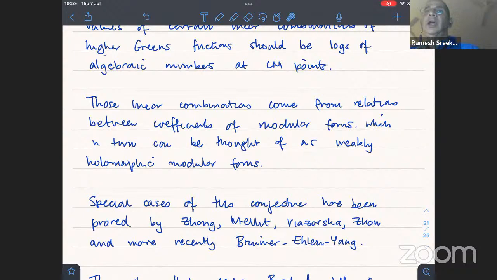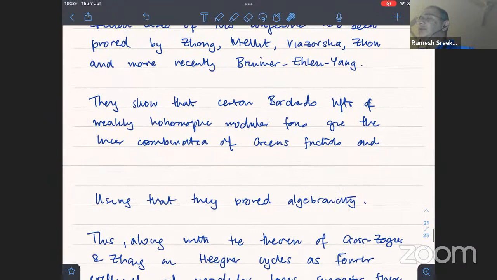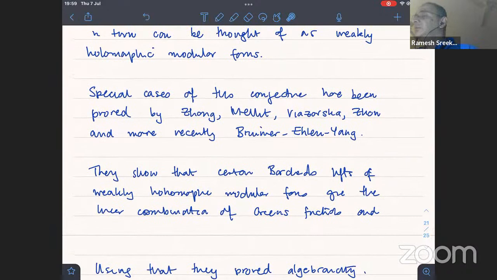Okay. And this conjecture, this algebraicity of higher Green's functions, the Gross and Zagier conjecture, was proved in many cases, in a few cases rather, by Zhang himself under some conditions, by Shou-Wu Zhang, Anton Mellit, Viazovska, who just won the, this is a thesis, this guy called Yajun Zhao, who's a physicist, and then more recently, Bruinier and Yang.